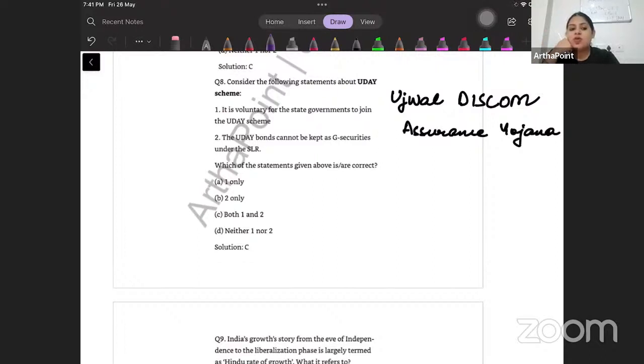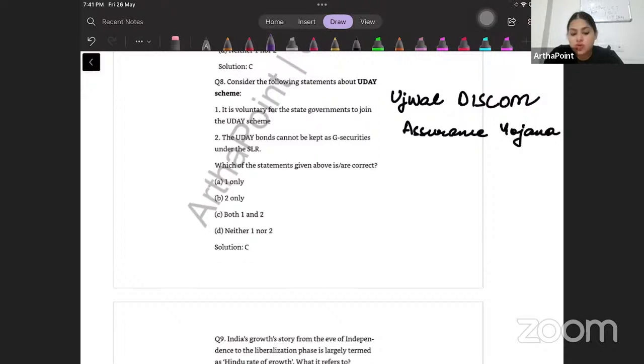UDAY bonds, what are they, okay? Why do we need these bonds, right? So beta, what happens is, what are bonds? Bonds are basically, whenever someone wants to raise money, that is when they can go ahead and issue bonds, like the government issues bonds to the public, right? So who issues these government bonds? The Government of India issues UDAY bonds, okay.